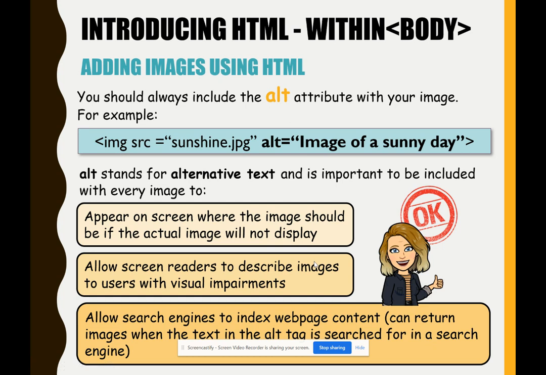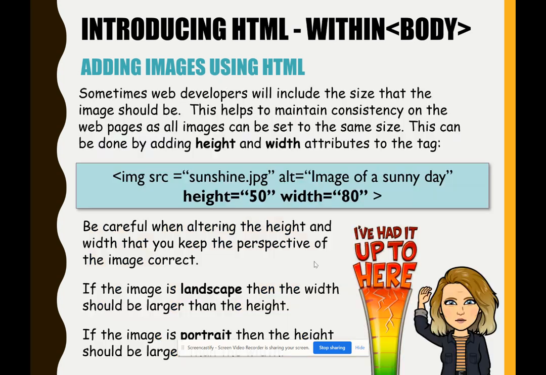And lastly, the other reason that we include alternative text is it allows search engines to actually index your web page content. So if you've got in there an image of a sunny day and somebody's looking for a website that has a sunny day mentioned on it, then your website would appear. Sometimes web developers will include the size that the image has got to be as well, and that helps to maintain the consistency on your website. There's nothing worse than seeing a website that's got images of all shapes and sizes, and they're higgledy-piggledy, all over the place.